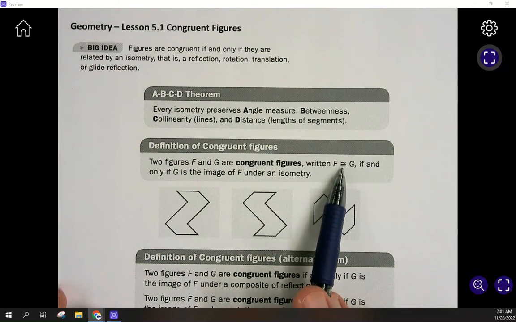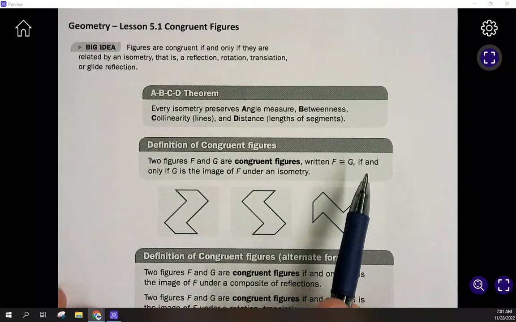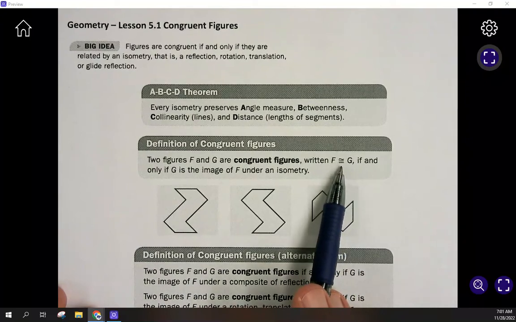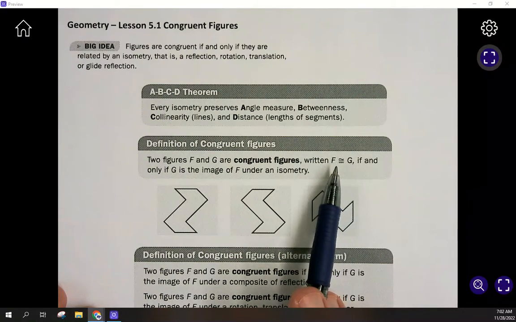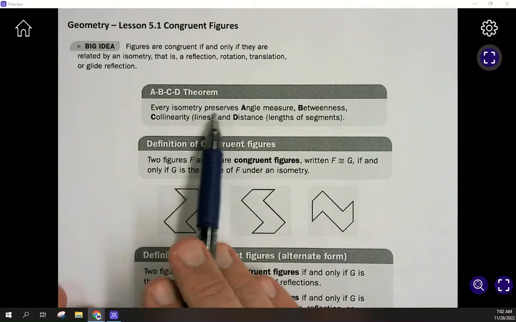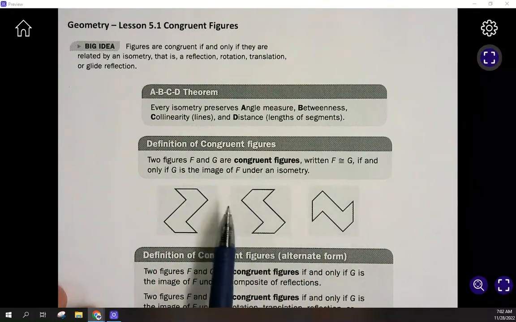So when we see this, it's similar to equals, okay, but it's not an actual measurement. It's just saying this is the same size as this. This has the same angles as this. Everything that we saw here is preserved.